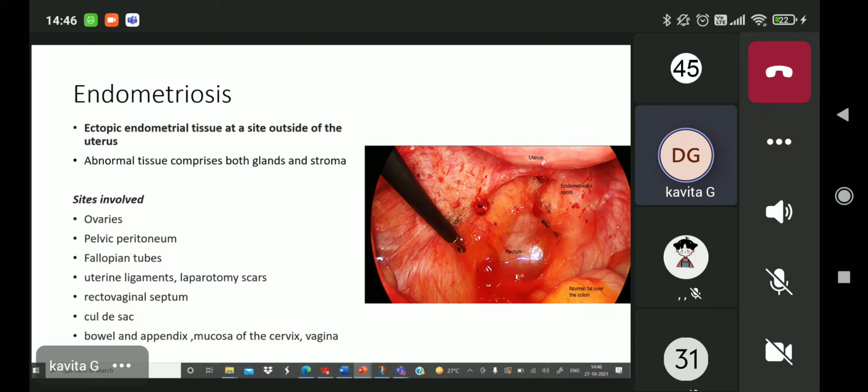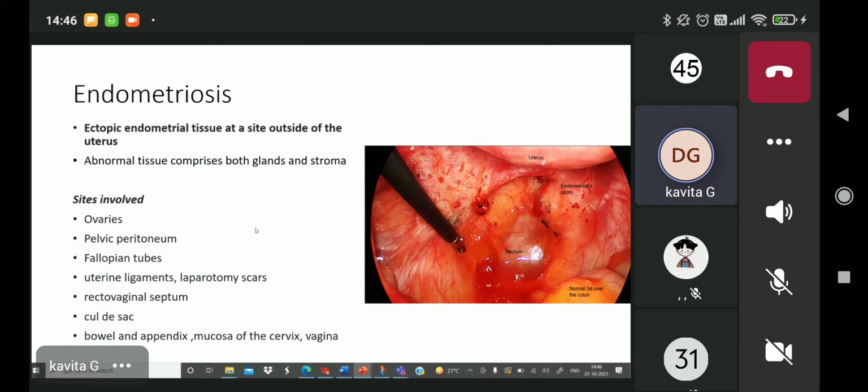Endometriosis is generally nowadays a diagnosis of laparoscopy, and you can see over here these red spots. These red spots are nothing but endometriotic deposits. You have the rectum over here, you have the uterus, so that is like a posterior structure, and here is the normal part of the colon. So all these red spots and streaks are endometriotic lesions. So this is the lap view.